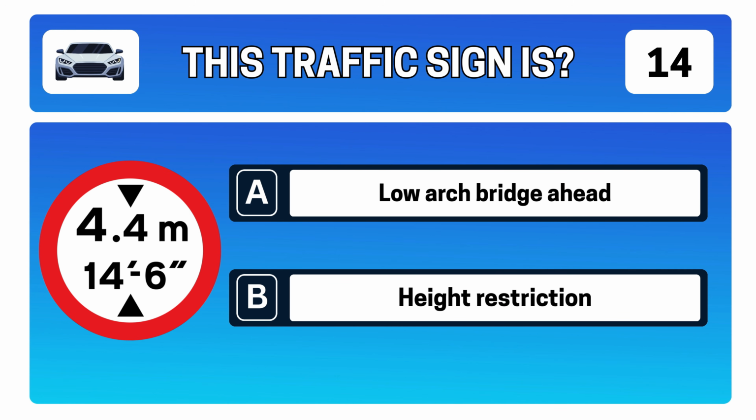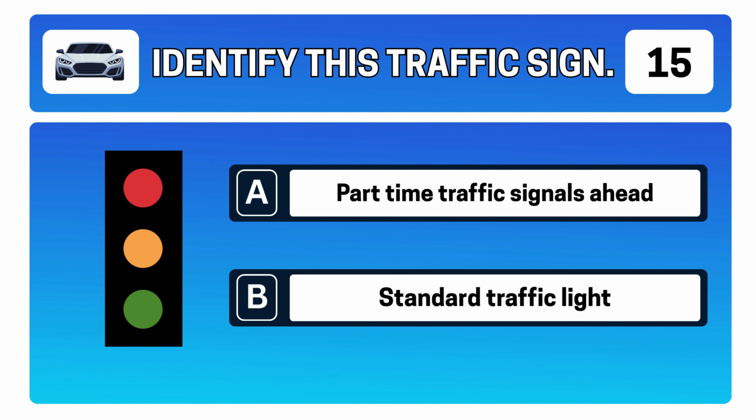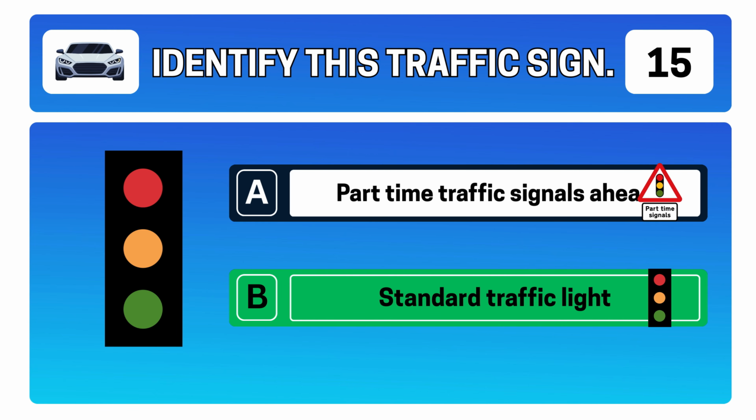This traffic sign is A. Low arch bridge ahead. B. Height restriction. Well noticed. This sign alerts drivers to the legal height limit for vehicles. Identify this traffic sign. A. Part-time traffic signals ahead. B. Standard traffic light. Exactly. This is a standard traffic light sign.